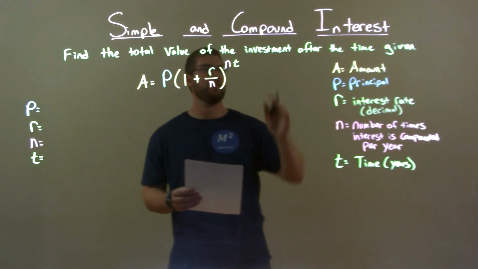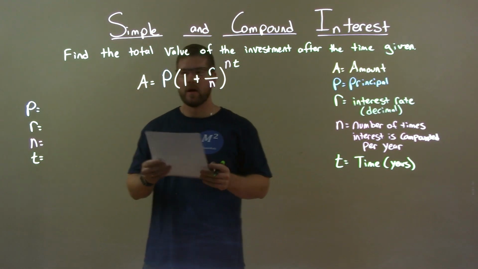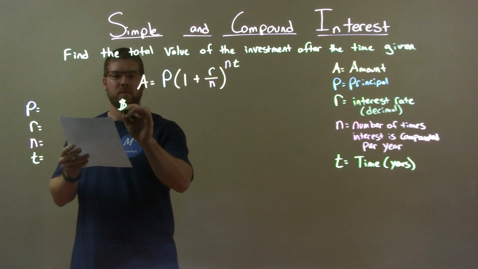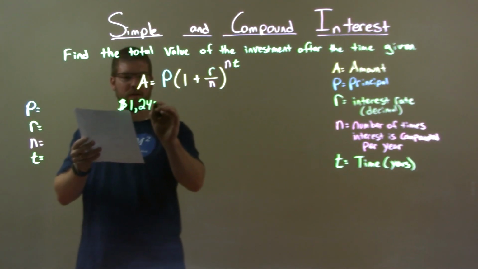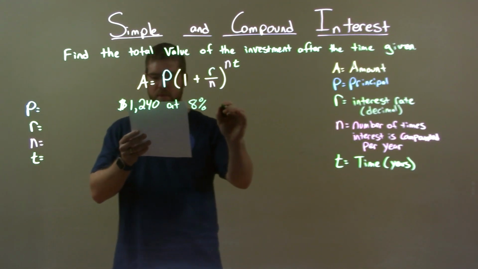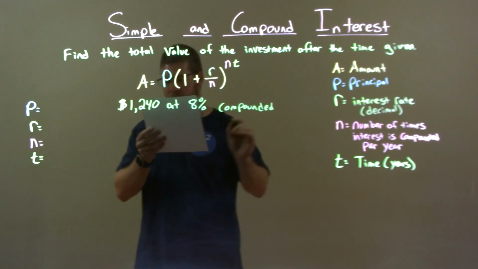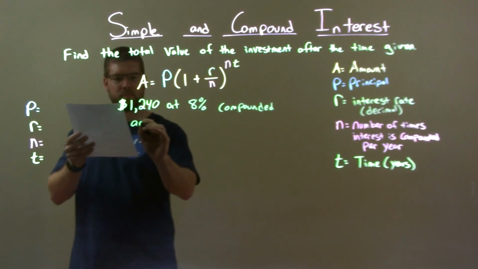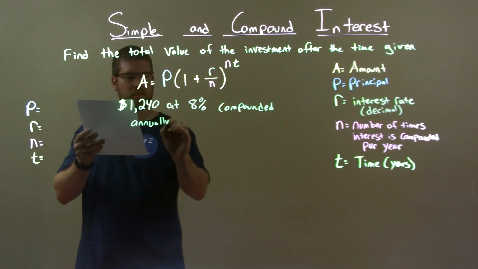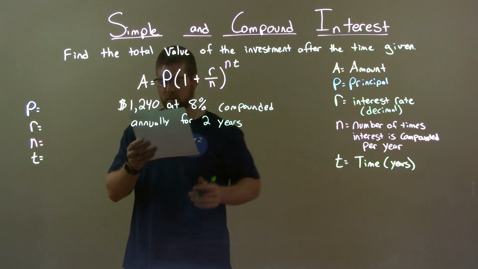Find the total value of the investment after the time given. If I was given this problem, $1,240 at 8% compounded annually for 2 years. All right?